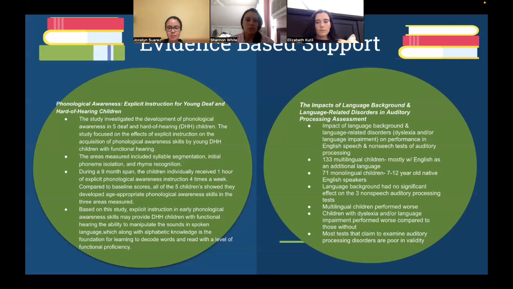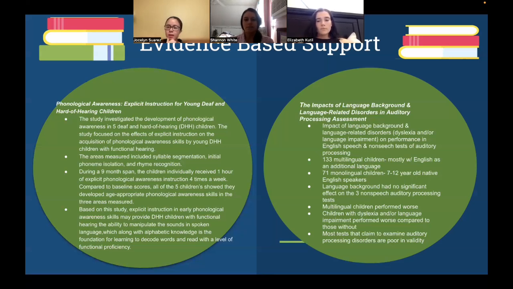So in conclusion, based on the study, explicit instruction in early phonological awareness skills may provide deaf and hard of hearing children with functional hearing the ability to manipulate the different sounds in spoken language, which, along with alphabetic knowledge, is the foundation for learning to decode words and read with a level of functional proficiency. Though phonological awareness has not typically been a part of the reading instruction of deaf and hard of hearing children, teachers and educators should know that such development is possible, especially for those deaf and hard of hearing children with functional hearing.